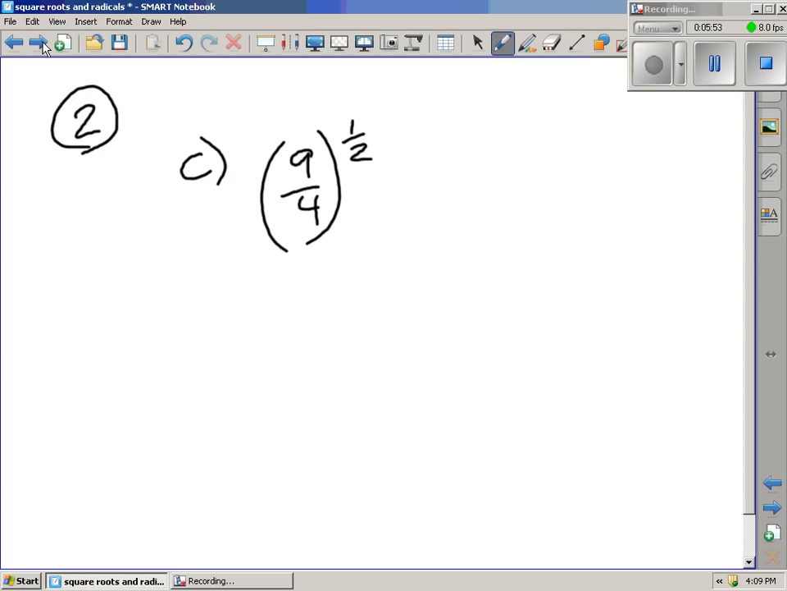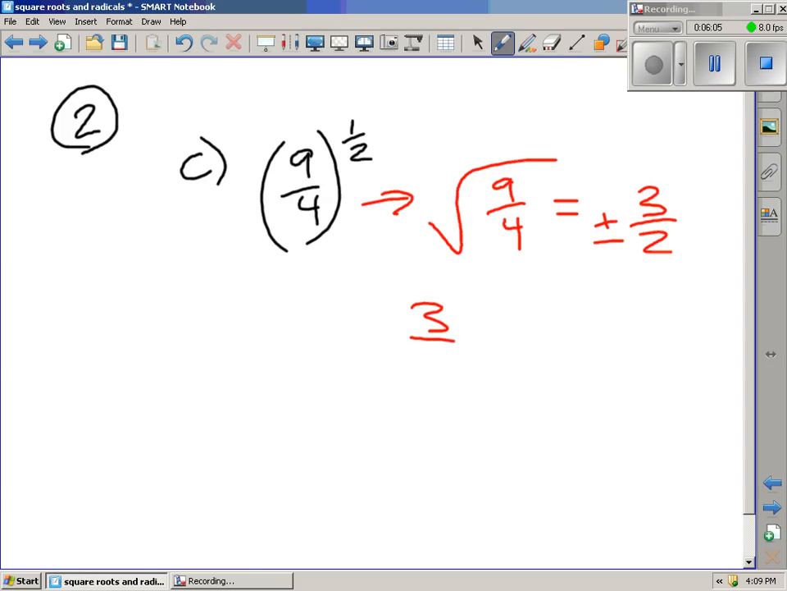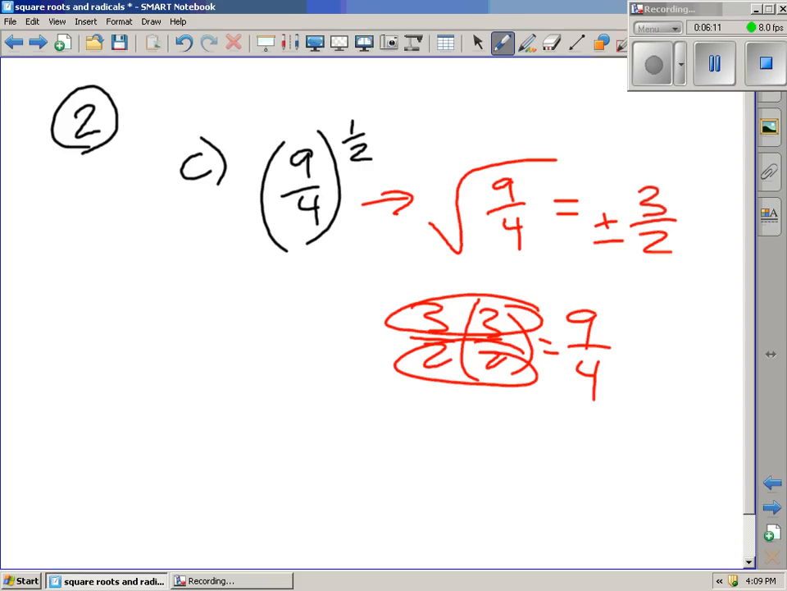9/4 to the 1/2 power is equal to the square root of 9/4. And when you take the square root of that, you get plus or minus 3/2, because if you think about it, 3/2 times 3/2, 3 times 3 is 9, 2 times 2 is 4, we get 9/4. So 3/2 is the result of taking the square root of 9/4.